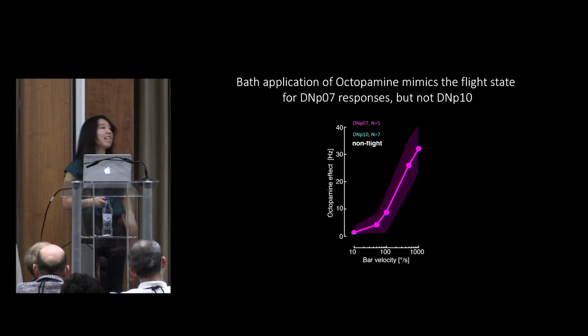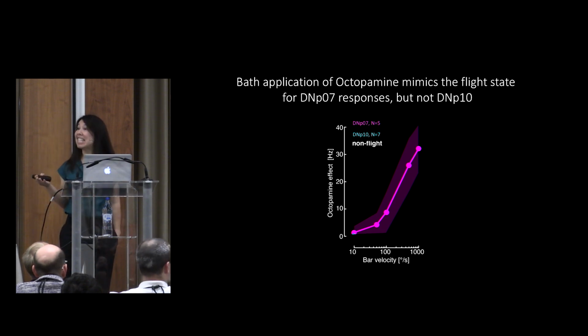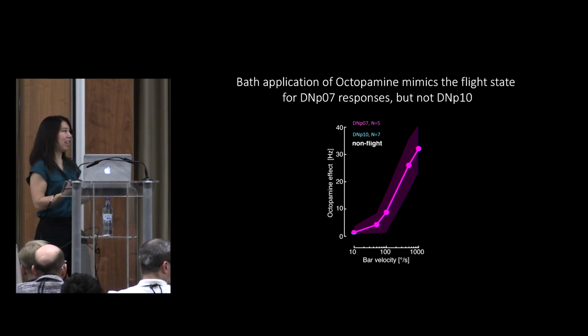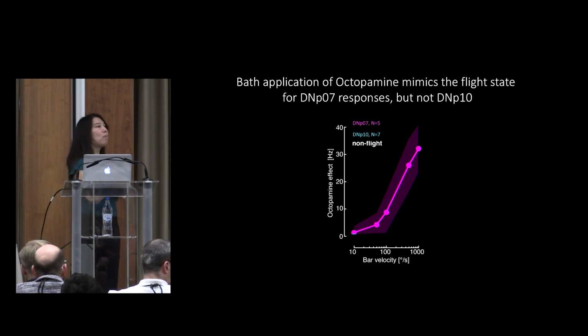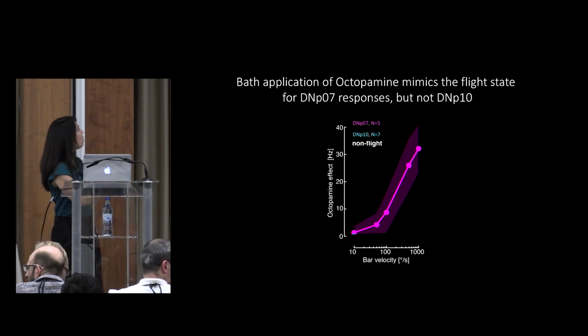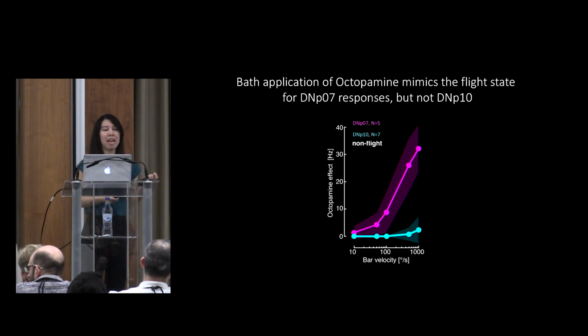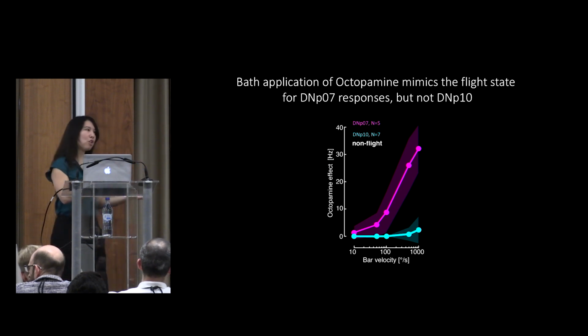Okay, so then in just these last couple slides, let me show you how we think that this gating works. In the case of one of the neurons, DNP7, we can show that if we add the flight neuromodulator octopamine to the bath, then we can mimic the flight effect. So this looks like neuromodulatory regulation of this descending neuron. This is showing you that we get many more spikes, or an enhancement of the visual response in this neuron. But that doesn't hold for the other neuron. The other neuron is integrating this behavioral information in a different way. So if it's not neuromodulation, the next thing we thought is perhaps it's reafference.